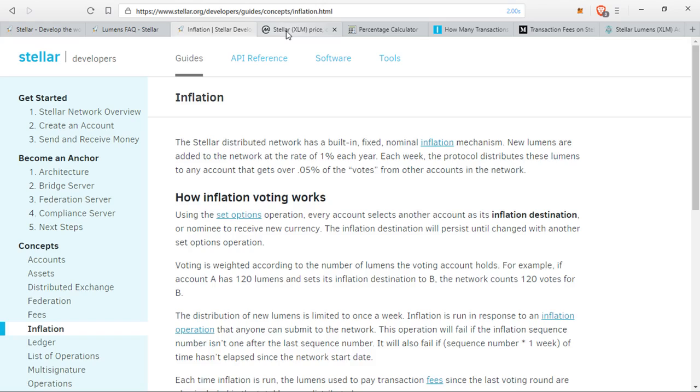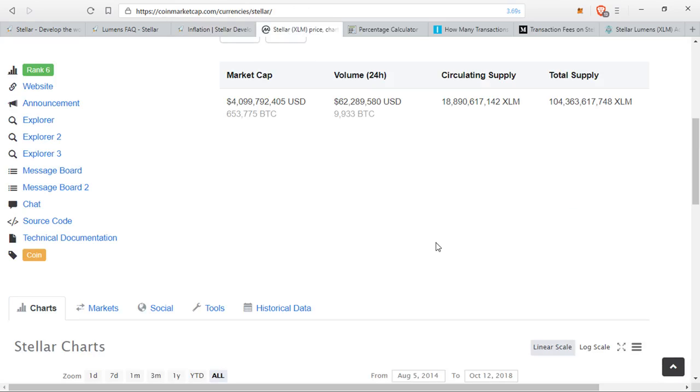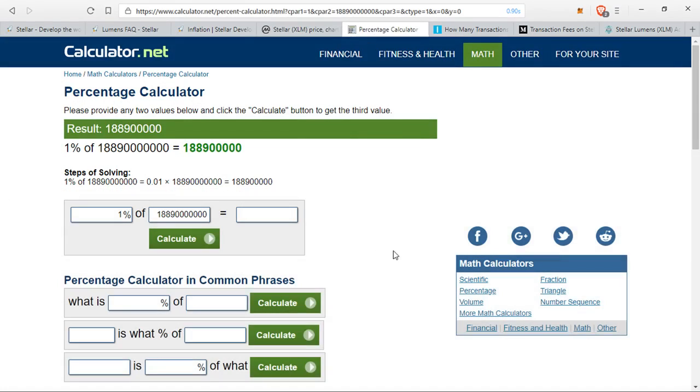Stellar Lumens has a circulating supply of, at the moment, 18.8 billion tokens with a total supply of 104 billion tokens. Mathematically, based on the 1% inflation rate that we have every single year on the Stellar Lumens network, around 188 million new lumens are created every single year.